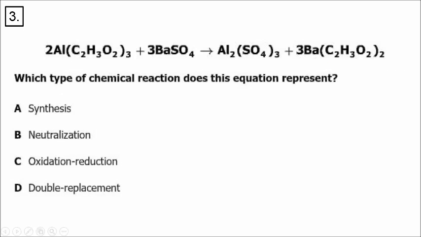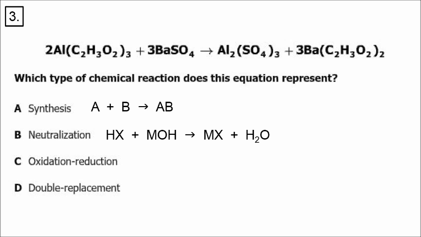Number 3, we have a balanced chemical equation, and we have to determine which type of chemical reaction this is. Now, a synthesis is a reaction in which 2 or more chemicals are combined together and you get only one product. A neutralization involves an acid, which contains hydrogen, a base, which contains the hydroxide ion OH, and you would normally get water and then some kind of ionic compound or a salt.